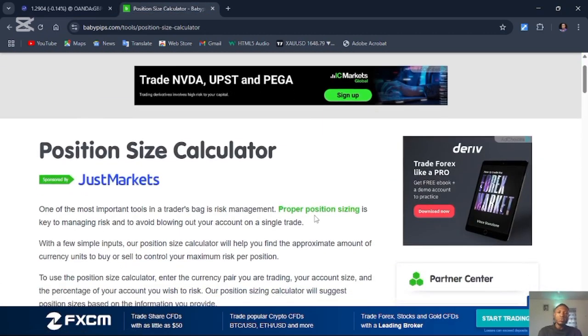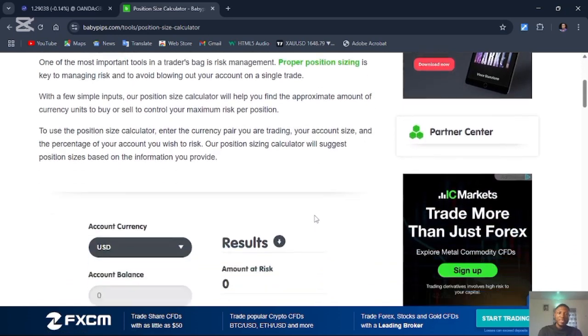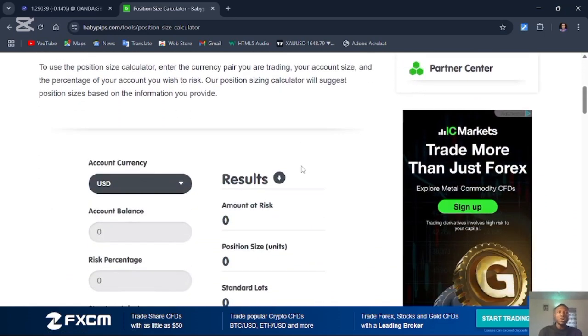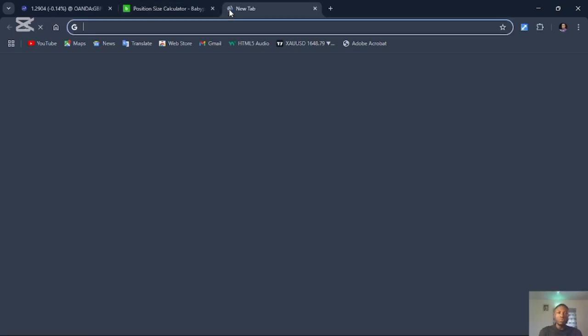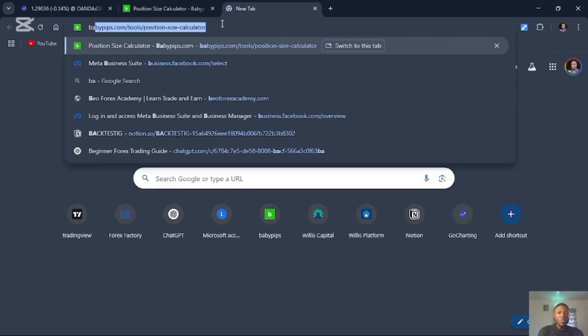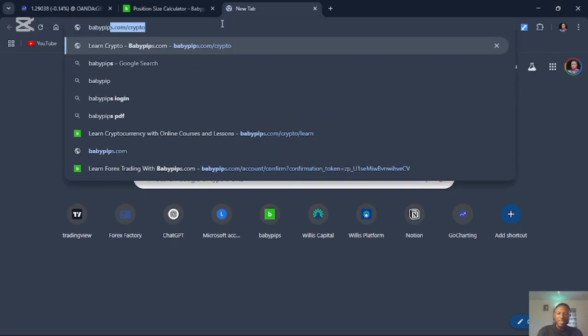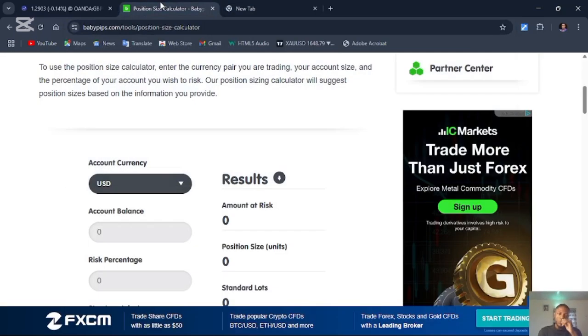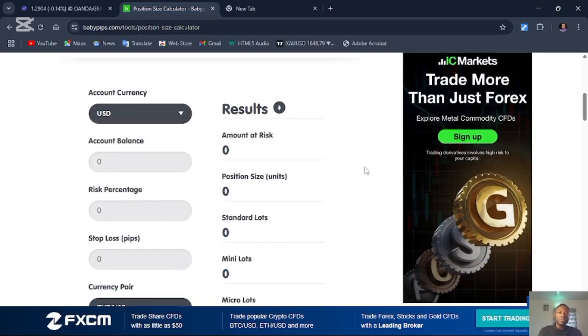Now let's head over to the Baby Pips position size calculator, and this is how it looks. For those of you that don't know how to go about it, all you have to do is go to Google Chrome, type babypips.com and click enter. It will take me directly to this place. Now on Baby Pips, this is how to go about it.